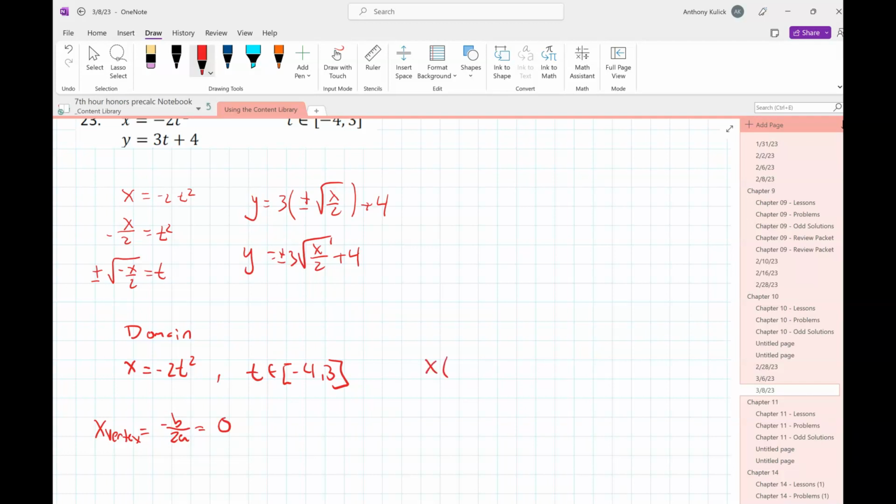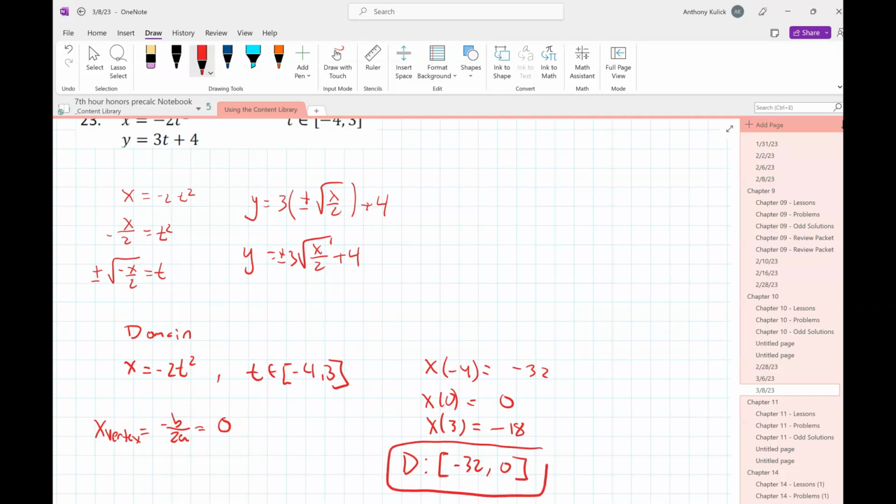So there's 3 values I need to check. I need to check x of -4, x of 0, and x of 3. So let's see, -4 gives me -32, x of 0 is 0, and x of 3 is -18. So my domain then should be going from the smallest, -32, to the biggest, 0. And since these were brackets, I know that these guys are brackets.